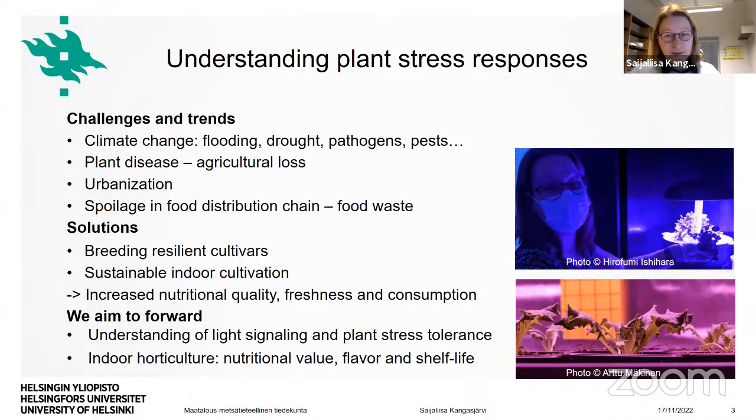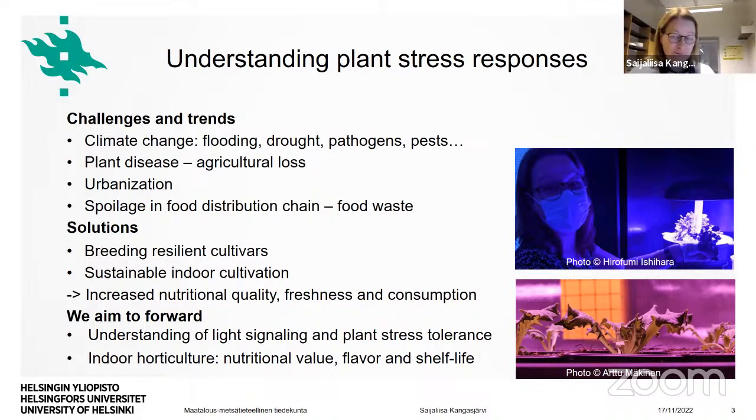But at the same time, with urbanization, we need to get plant-based food into cities, and spoilage of food in the food chain is one big problem. Food waste is one global megatrend at the moment, which we should try to avoid. Solutions could, of course, be breeding more resistant cultivars of crops. And one increasing trend at the moment is indoor cultivation. The aim would then be to increase the nutritional quality of crops and the freshness and, in the end, consumption of plant-based food.